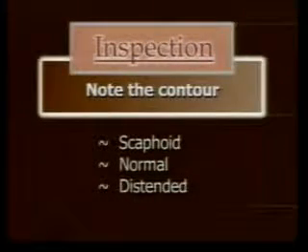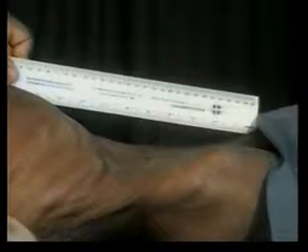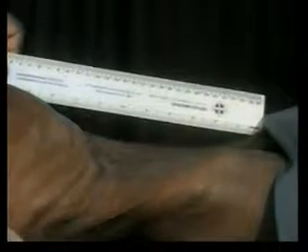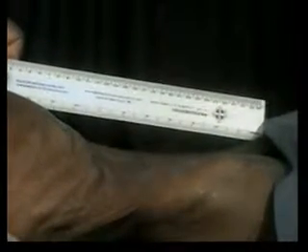First note the contour of the abdomen. Is it scaphoid, normal or distended? To inspect the contour, imagine a line from the tip of the xiphoid process to the pubic symphysis as demonstrated by this ruler. If the abdomen is concave and lies below this line, it is termed as scaphoid.